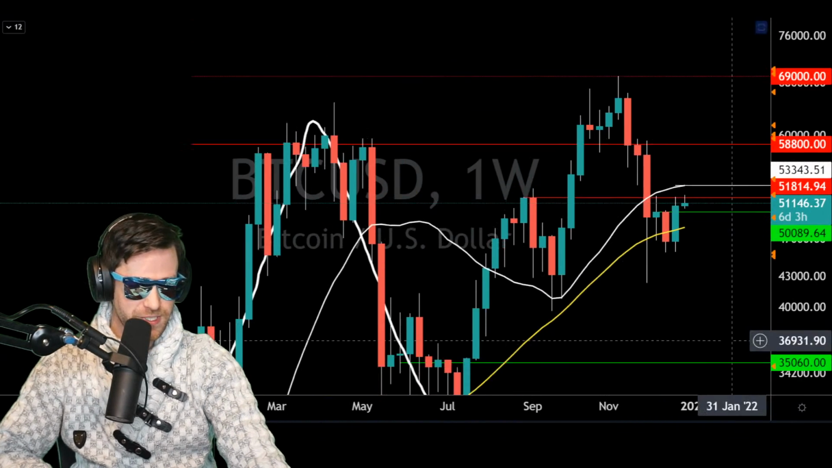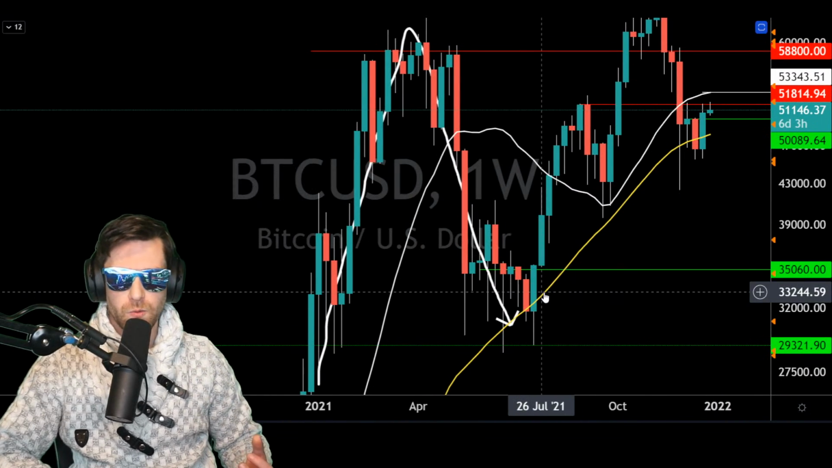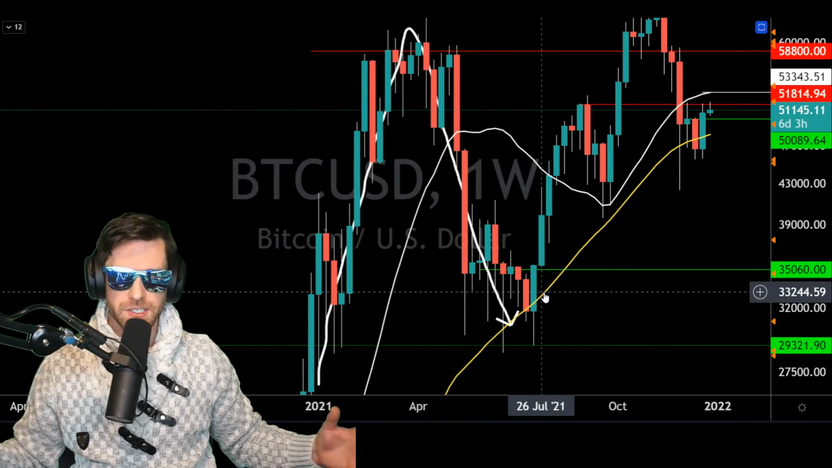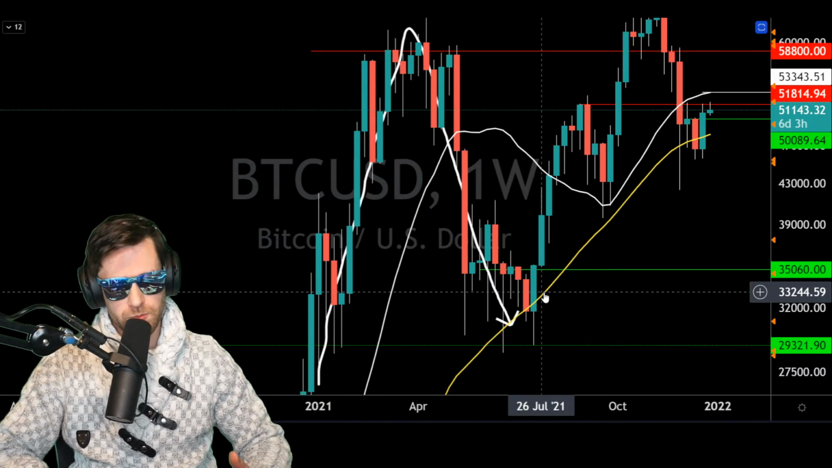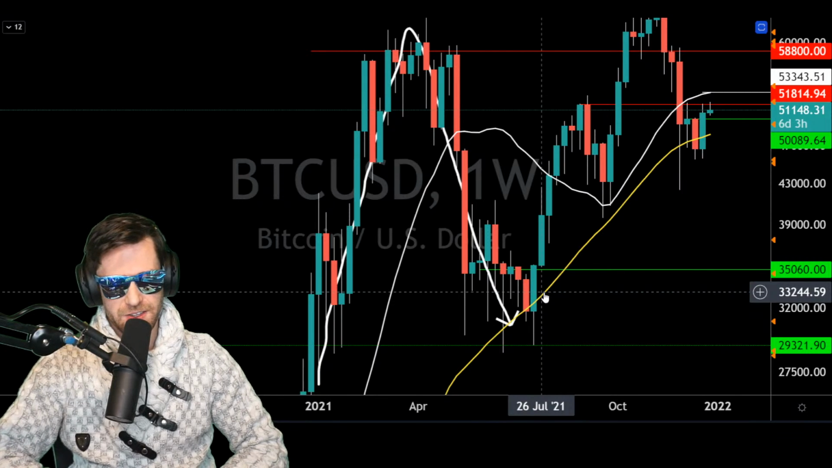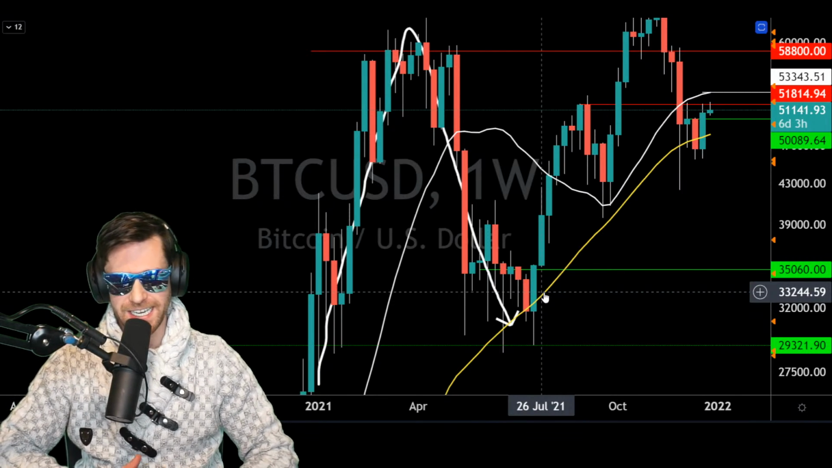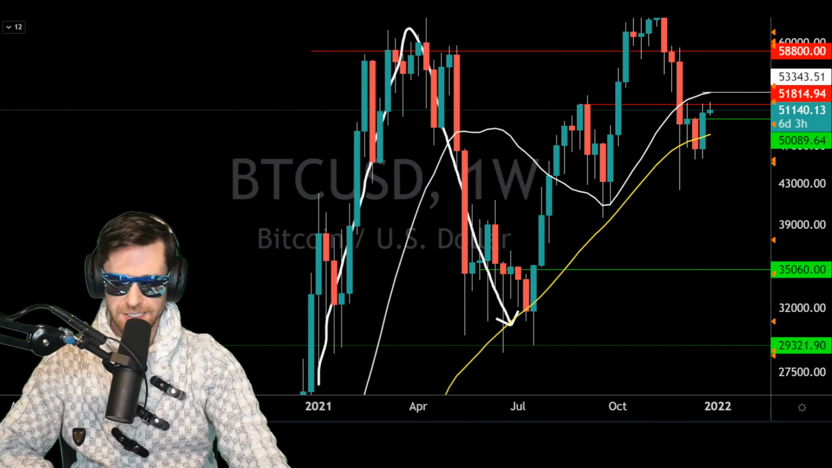Now, I don't get the same feelings as back here. We were very far away from the 20 and 50 were very spread out. So we had a lot of room to move. In this scenario today, the 20 and the 50 are very close together. So this is a little different dynamic, but I think what is important is twofold.